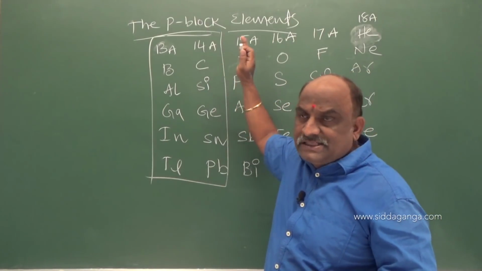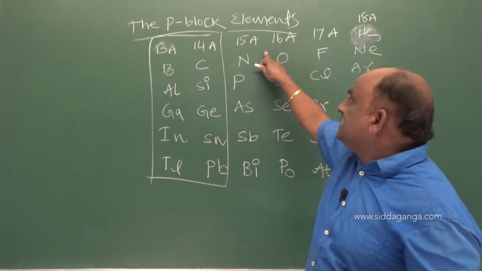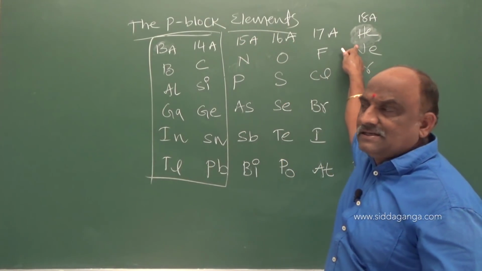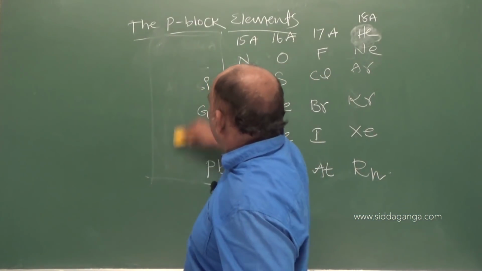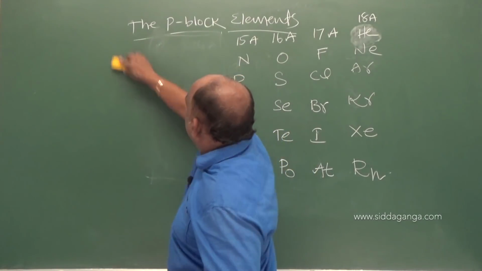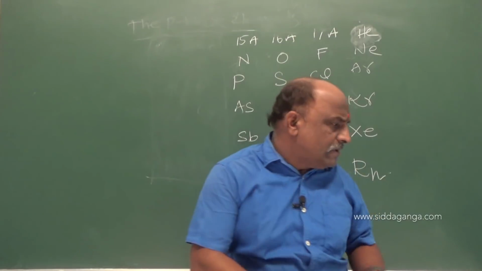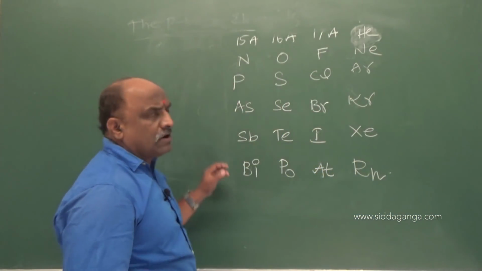So, we should focus in 12th class on the 15th A group elements to noble gases. And here the position of the P block is the right side of the periodic table. Why are these group elements called P block elements?